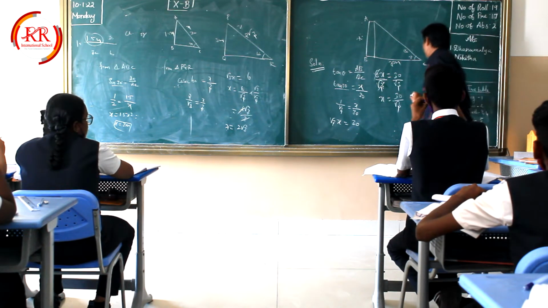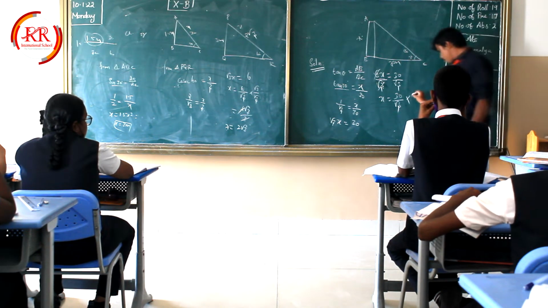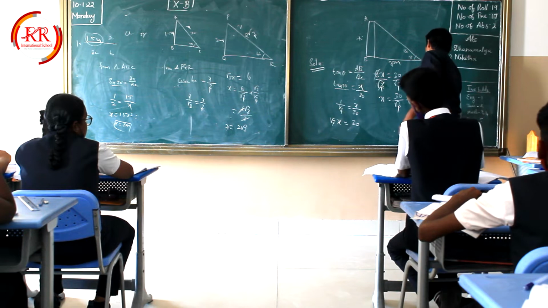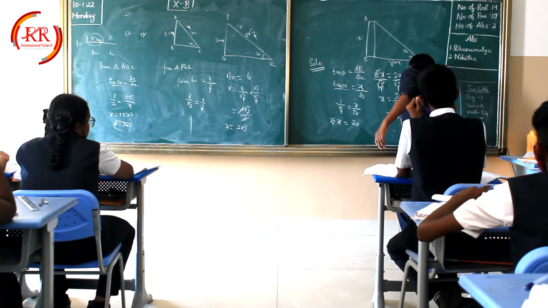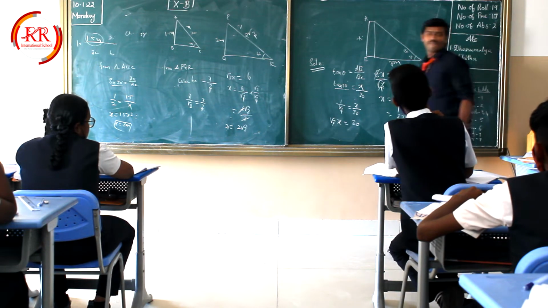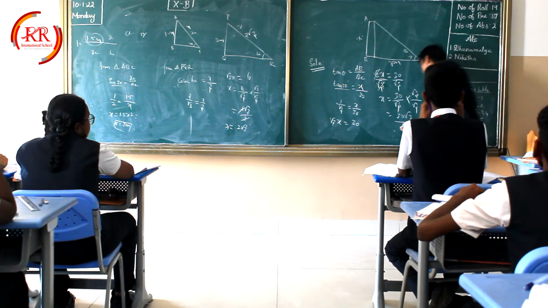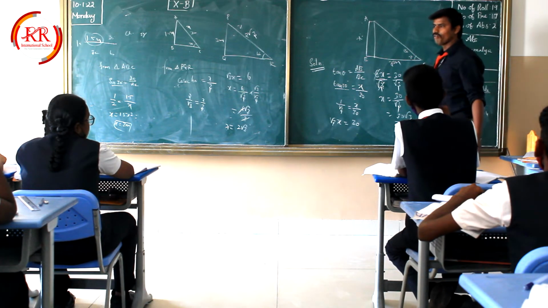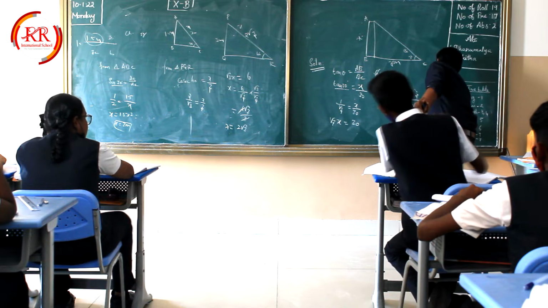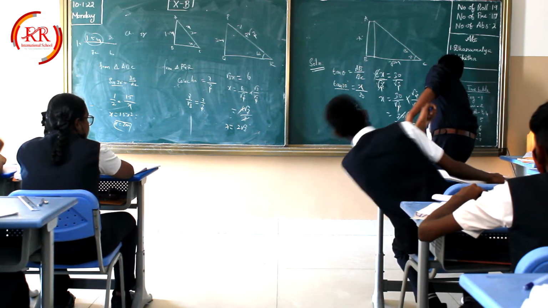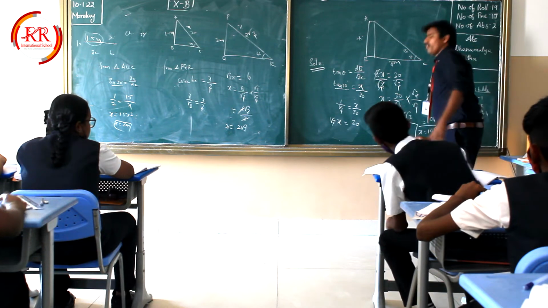That means multiplying the numerator and denominator by root 3. So root 3 by root 3. Now 30 into root 3 in the numerator. In the denominator, root 3 into root 3 is 3. Now can we cancel? So 3 will be cancelled out. What is the remainder? 10 root 3. The value of x is 10 root 3. That's what we need to find.